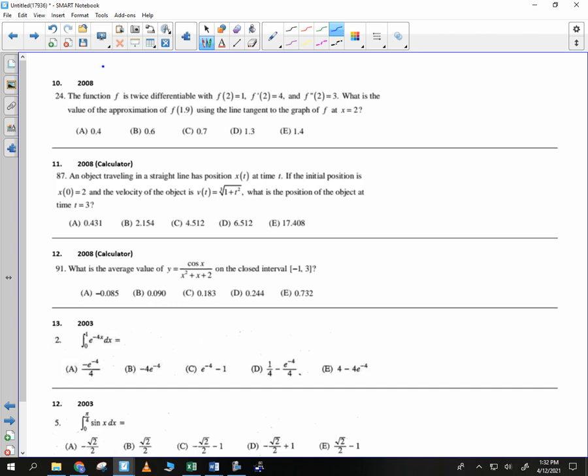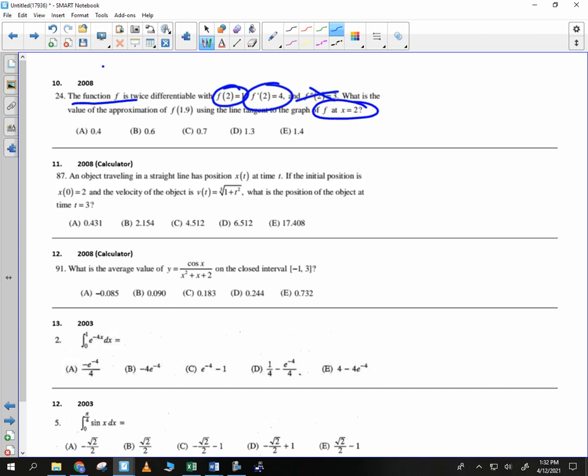Ooh, a function twice differentiable with f of 2 equal to 1, f prime of 2 equal to 4, and f double prime of 2 equal to 3. We don't even need that. It says, what's the value of the approximation of f of 1.9 using the line tangent to the graph at x equals 2?